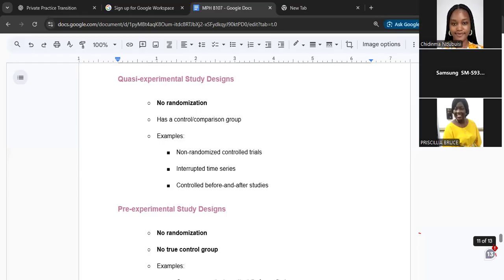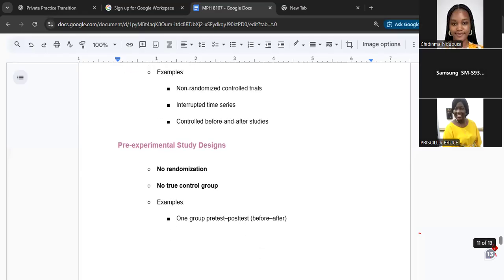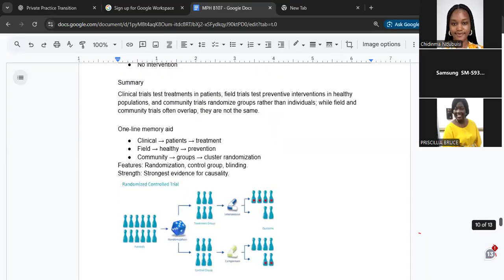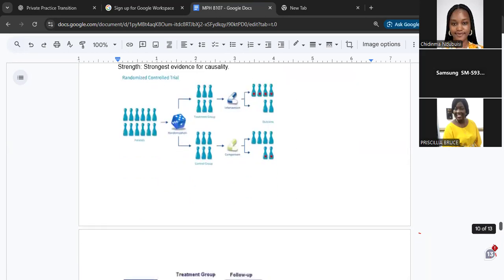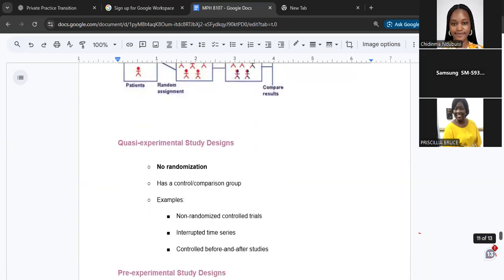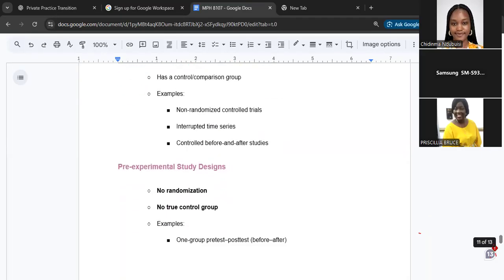Then there's pre-experimental study designs, and here there's no randomization, there's no true control group. So both things are missing, but there's an intervention. So look at it. True experiments have all three components. Quasi-experiment does not have randomization. Pre-experimental does not have randomization and does not have a true control group, but there's an intervention.